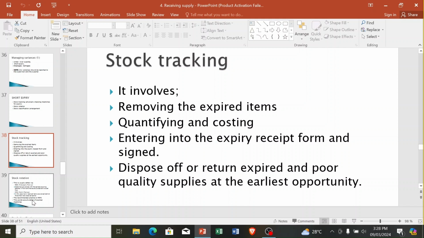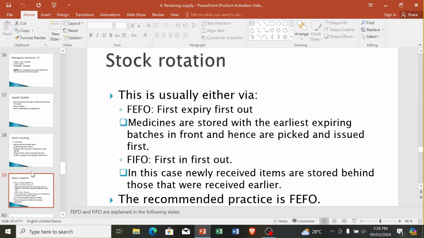Okay. So stock tracking involves removing the expired items and then quantifying and costing, entering into the expiry receipt forms and then signed. Like you want to know what exactly do I have in the store. What is it that is present in this store and what is it that is not? That is tracking. You are taking track, you are following up, you are checking what is in.